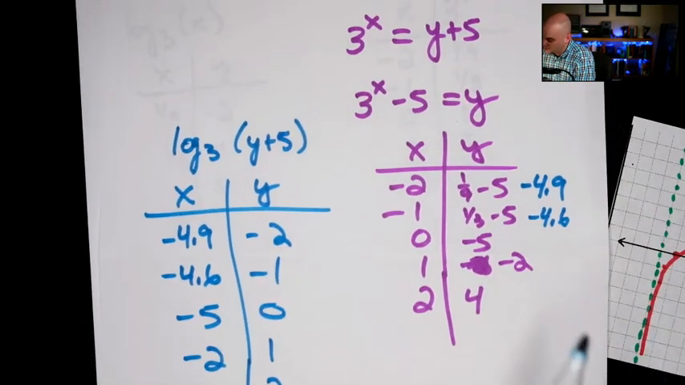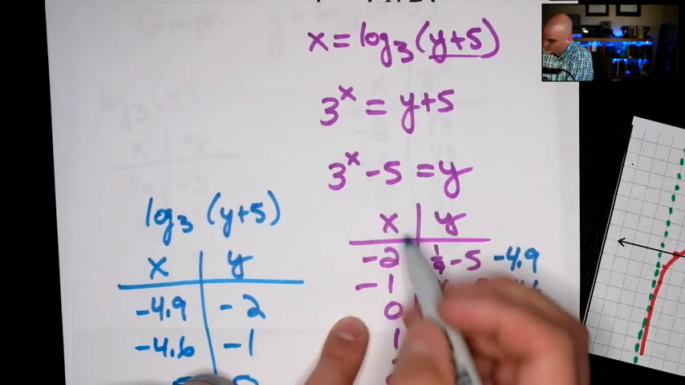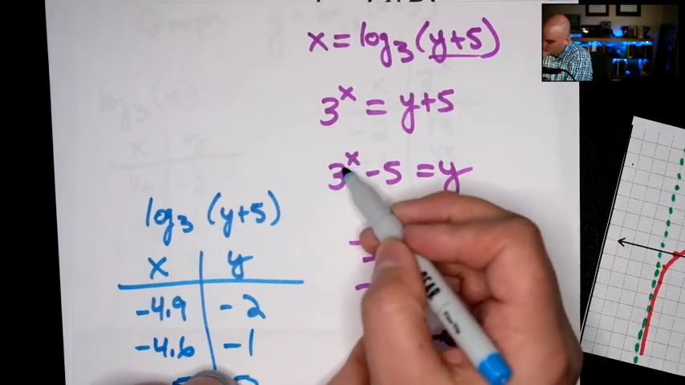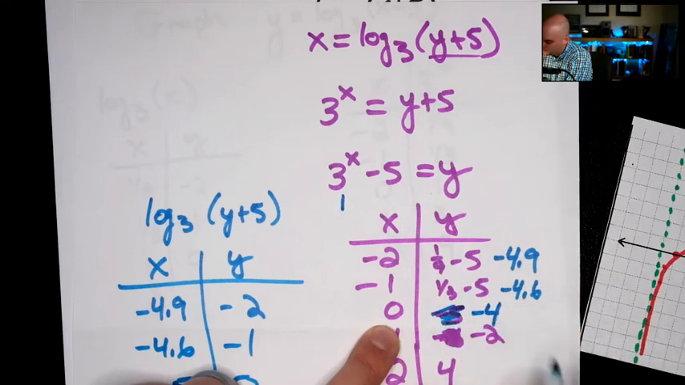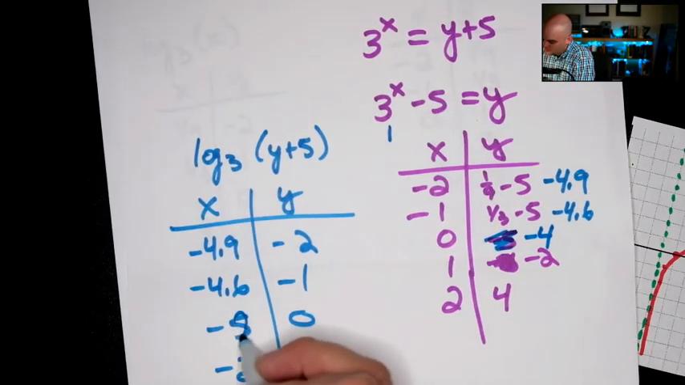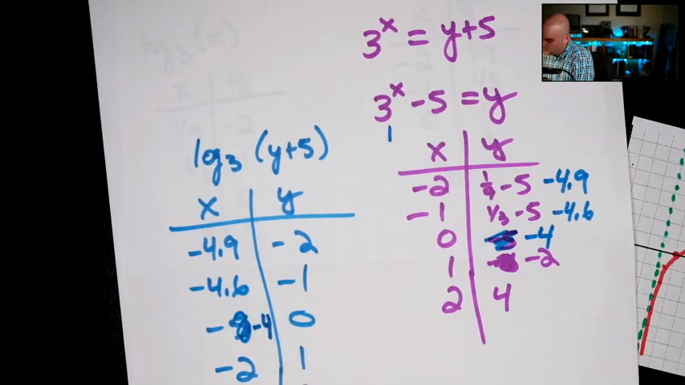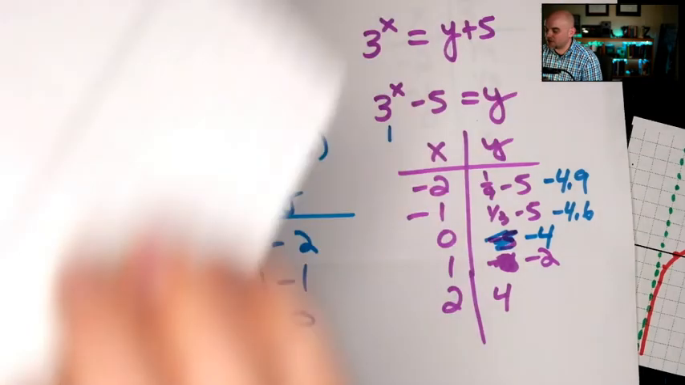And I just realized I made another mistake over here. Boy, I'm just full of them today, aren't I? So if you put 0 in for x, you're going to get 1, and 1 minus 5 is negative 4. So that should be negative 4 right there, which makes this one right here negative 4. Hopefully, no more mistakes are in there. We'll find out when we go to graph this thing, though.